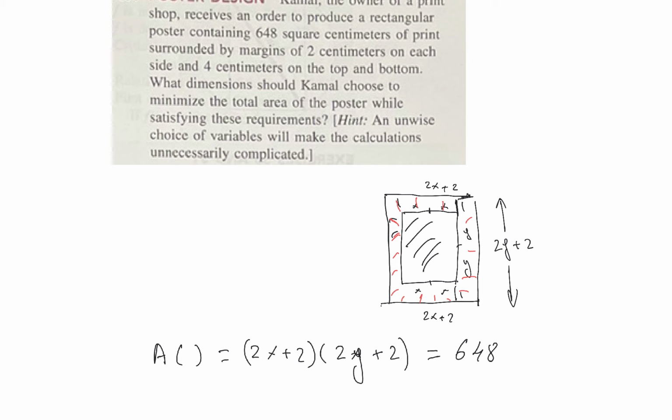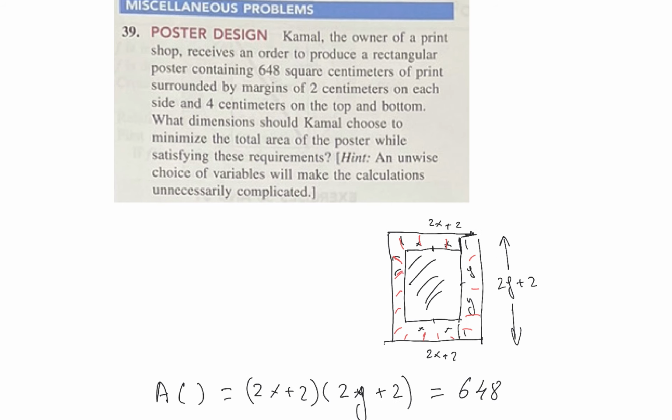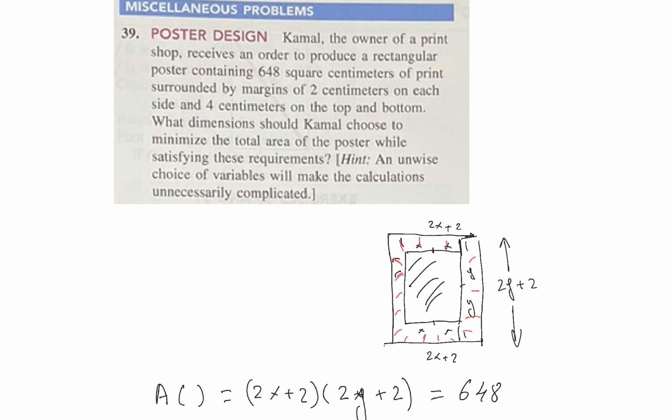Okay, let's do this problem. It's about Kamal, who has a print shop. He has to print a page. The total area of the page should be 648 square centimeters, with a margin of 2 centimeters on each side and 4 centimeters on the top and bottom. Oh, so the picture is like this, and I did the wrong picture.